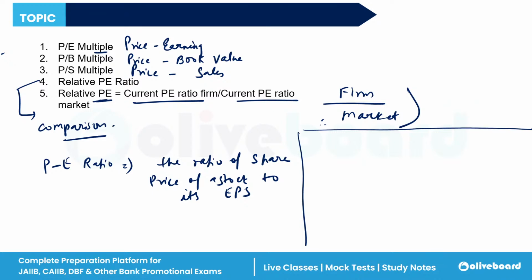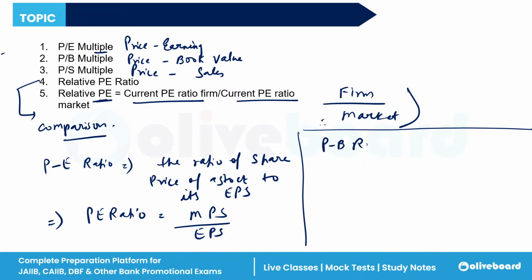Market price per share. So the PE ratio formula is market price per share upon earnings per share. This is the formula of the PE ratio.